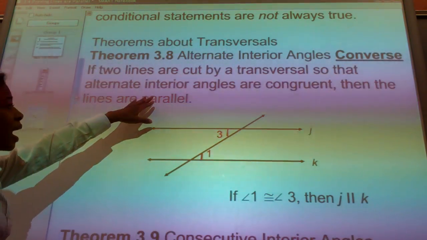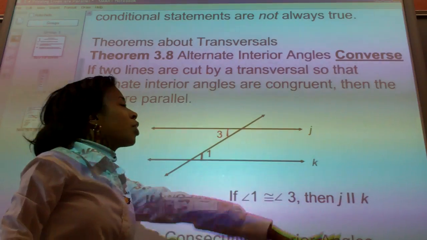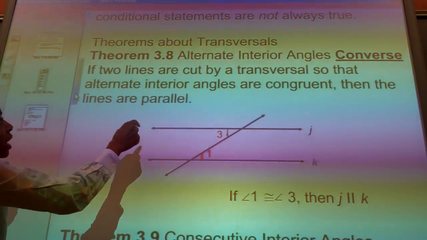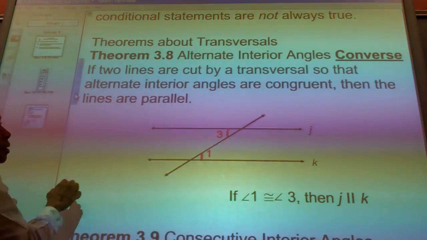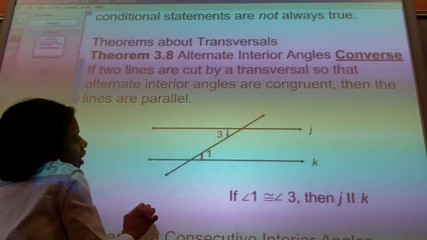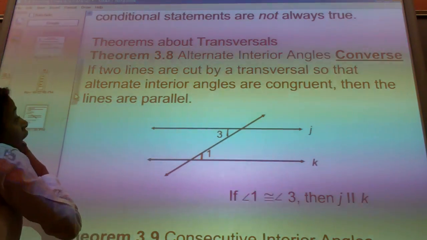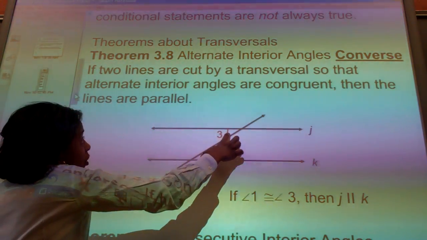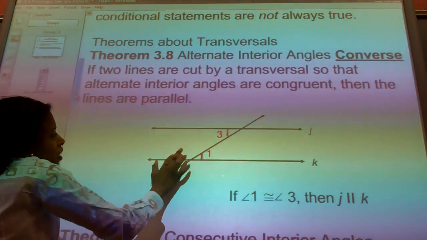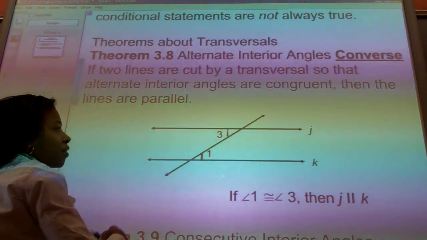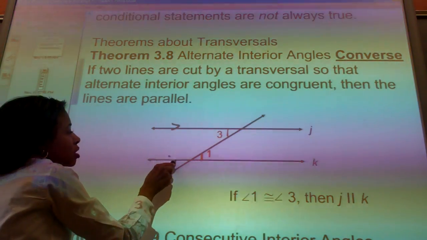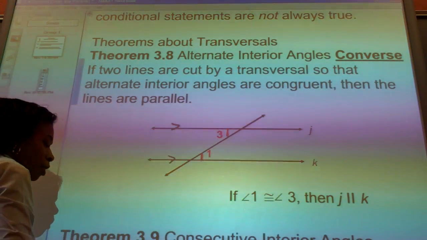Okay, now we're doing the converse of the alternate interior angles theorem that we learned back in 3-3. And the converse says if two lines are cut by a transversal, so lines J and K are supposed to be parallel, and if the two alternate interior angles are congruent, then that means that both of these lines are parallel. So notice now the difference between the converse and the original: it doesn't have that little marker to say that these two lines are parallel.